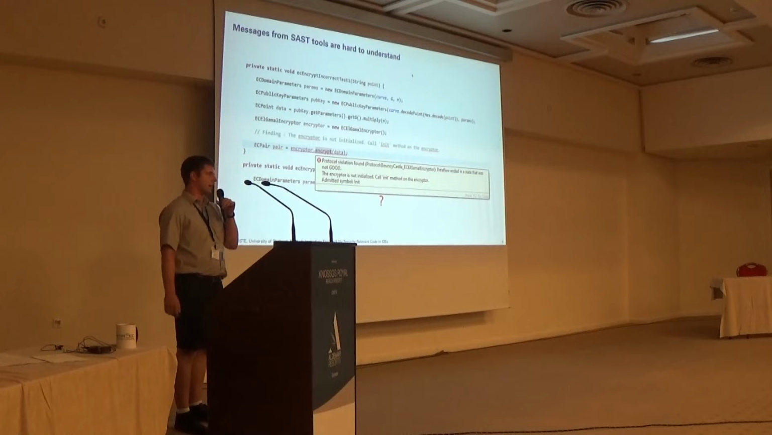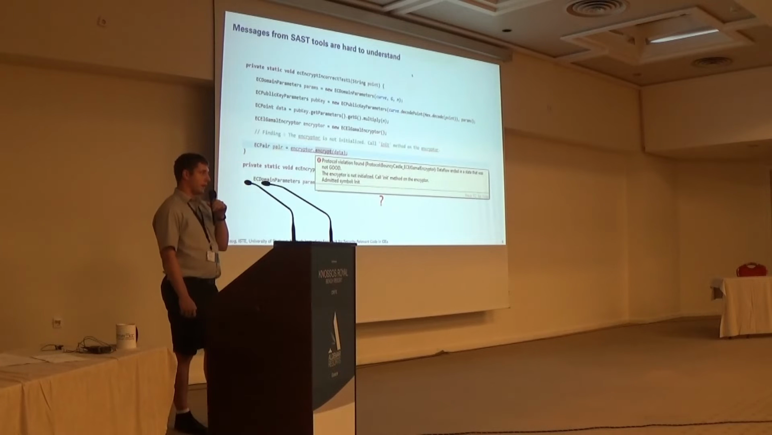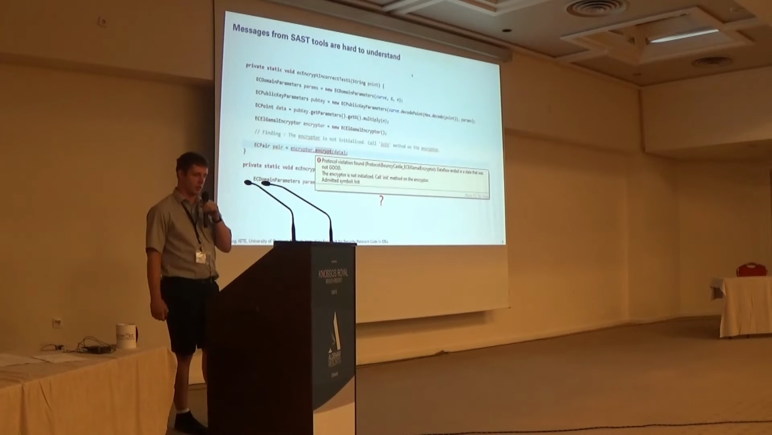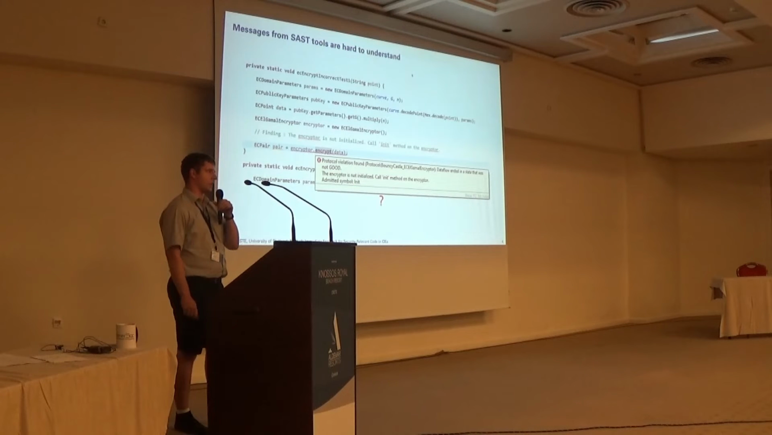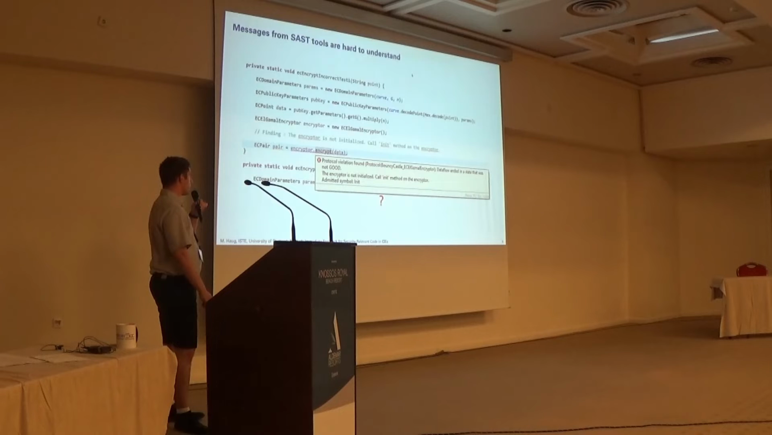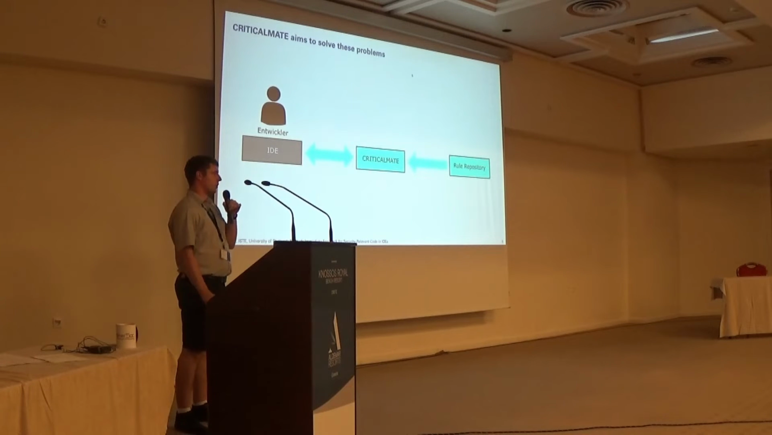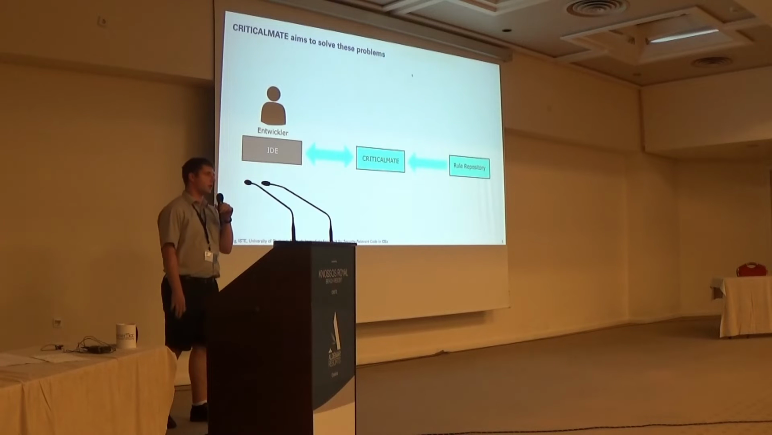So these two issues make it hard to fix notifications from SaaS tools, and it may lead to users abandoning these tools or not using them in the first place, and this impacts application security negatively. So instead, we came up with Critical Mate, which is both the name of a project and a tool that was developed within this project.